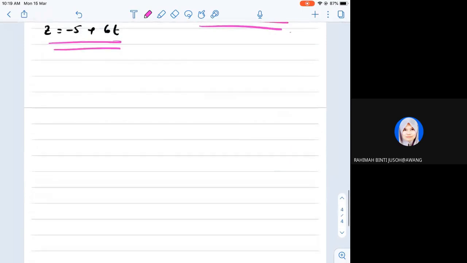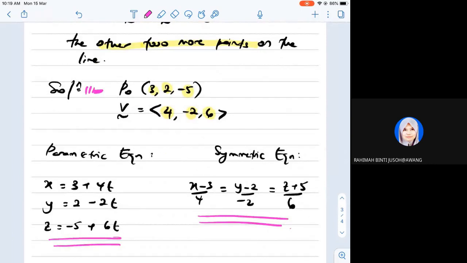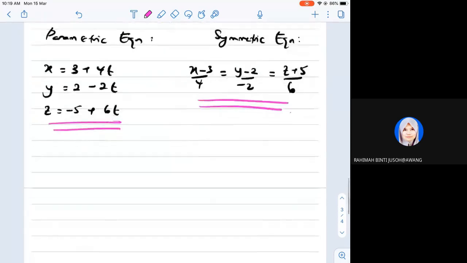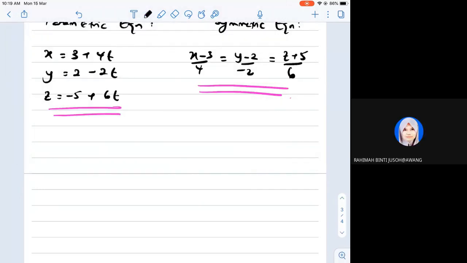Alright? So next, find the other two more points on the line. What should we do now? We want to find two more points on that straight line. Points mean coordinates. Two more points. So we need to find the coordinates x, y, z. So what should we do now? Let t be two random numbers. Yes, very good. We need to substitute random values of t. Okay, two more points on the line.